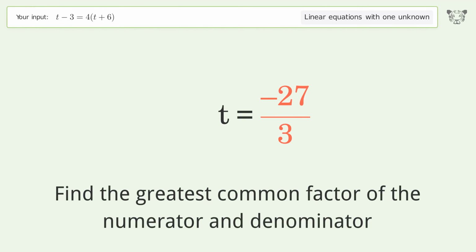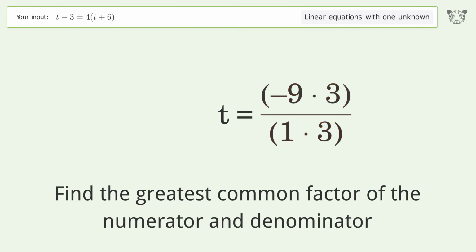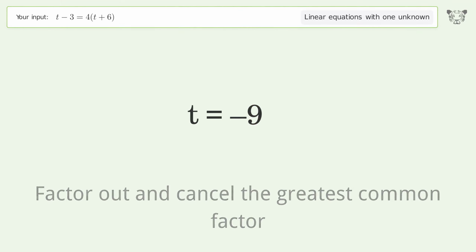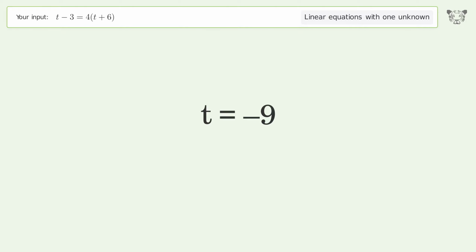Find the greatest common factor of the numerator and denominator. Factor out and cancel the greatest common factor. And so the final result is t equals -9.